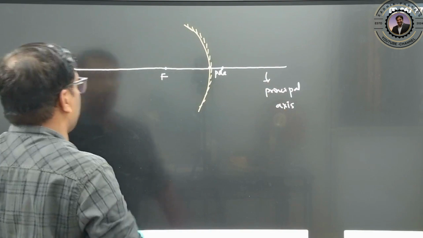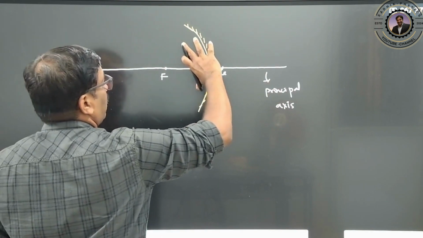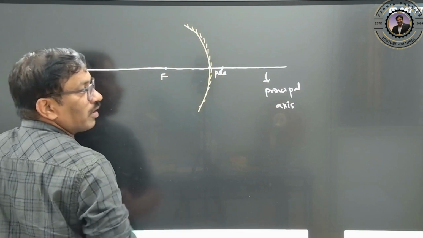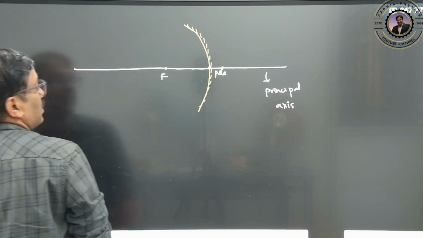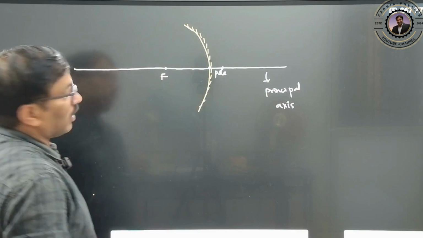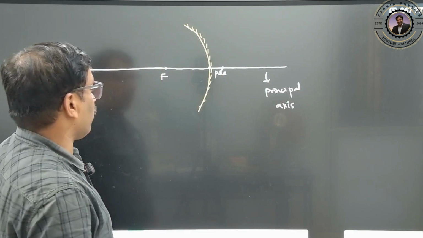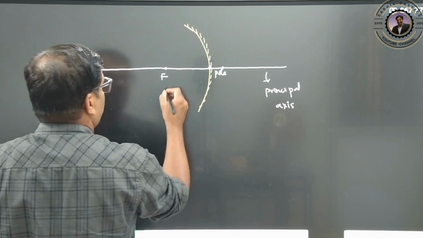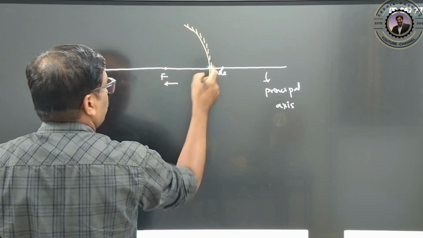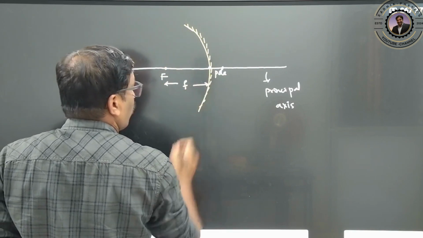So that means if a parallel beam of light rays is coming and falling, it is definitely going to converge to this point. We will call it the principal focus. The distance between this focus and the pole, we will call the focal length.